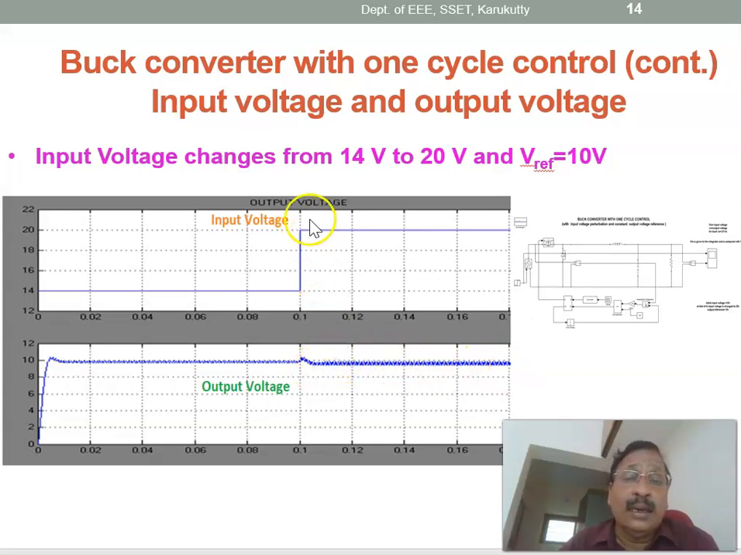Therefore, that is rejecting the input voltage perturbation. As I already explained, the input voltage perturbation is being rejected by the one cycle control, even though the input voltage is changing from 14 volts to 20 volts. Since the reference voltage is kept at 10 volts, we will be getting the output as 10 volts.